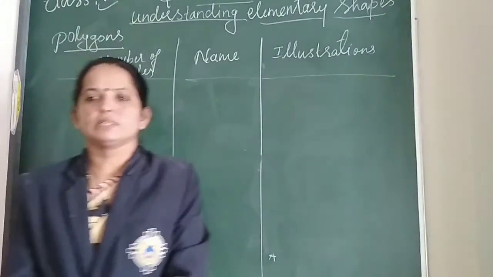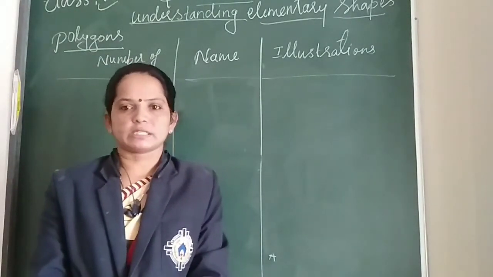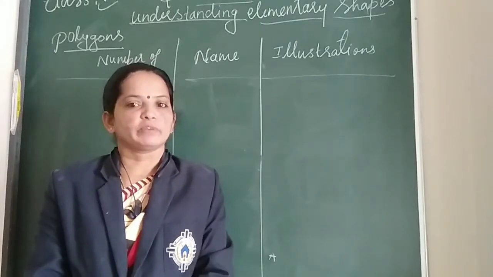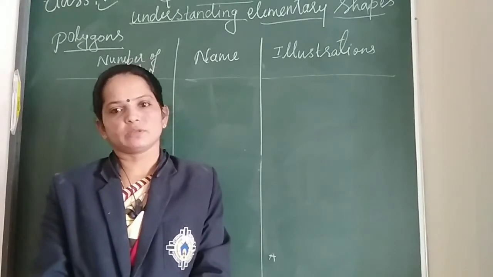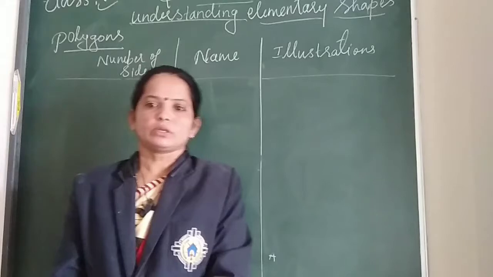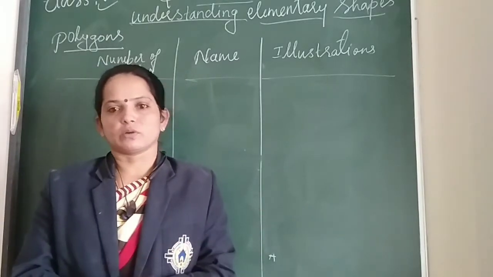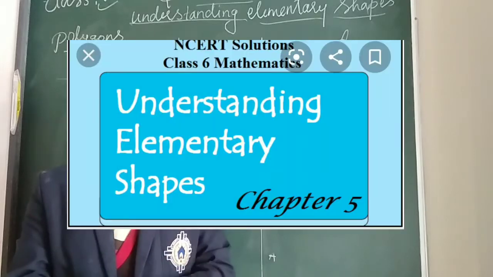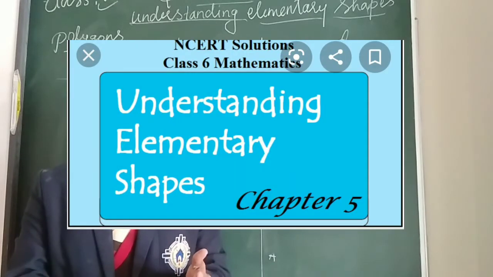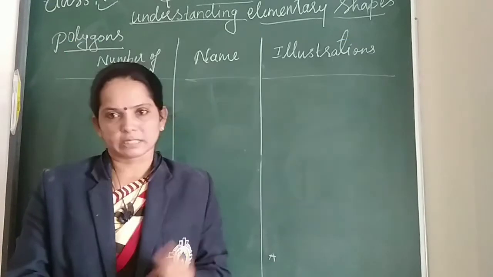Good morning dear students. In the previous class, understanding elementary shapes, we have learnt about quadrilaterals and types of quadrilaterals. Now today we are going to learn about the types of polygons. Already you have learned about polygons. A polygon is a closed figure bounded by line segments.